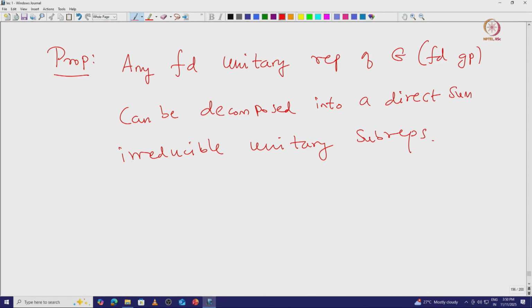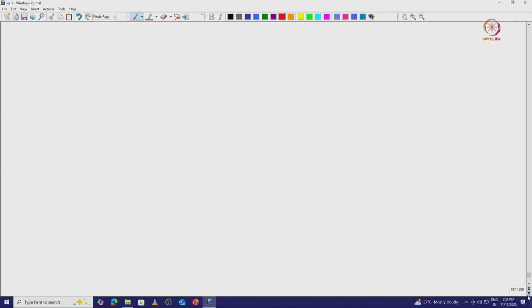So, now the real question is, given a finite dimensional representation, how to make sure that it is indeed equivalent to a unitary representation. So, if we prove that, then since unitary representation enjoys this property, if it is equivalent to some other finite dimensional representation, then that also will be a direct sum of irreducible subrepresentations. So, let us state and prove that result.